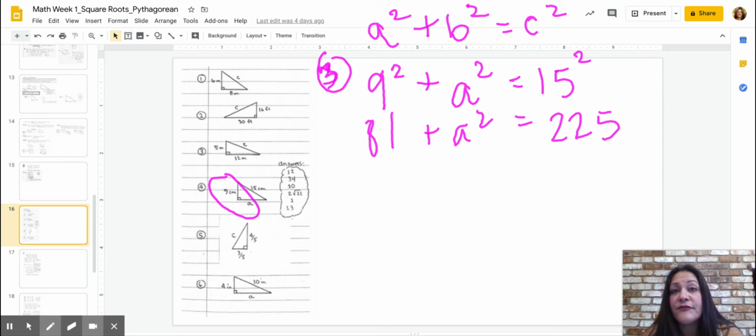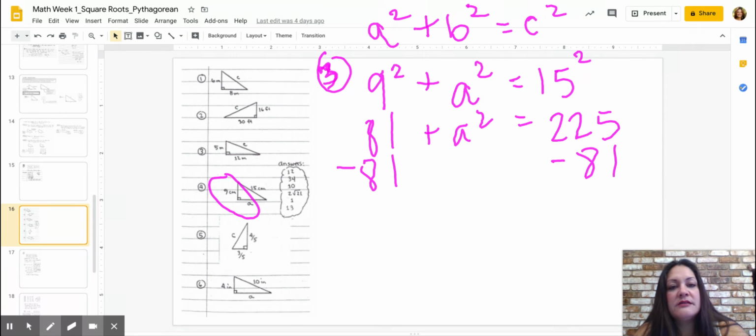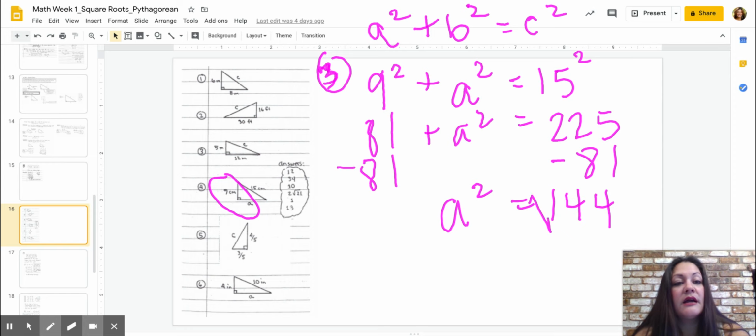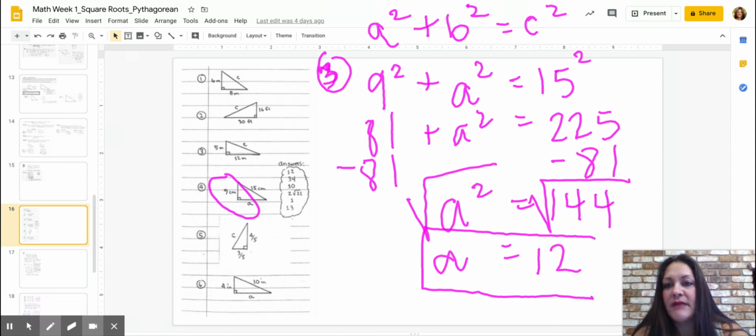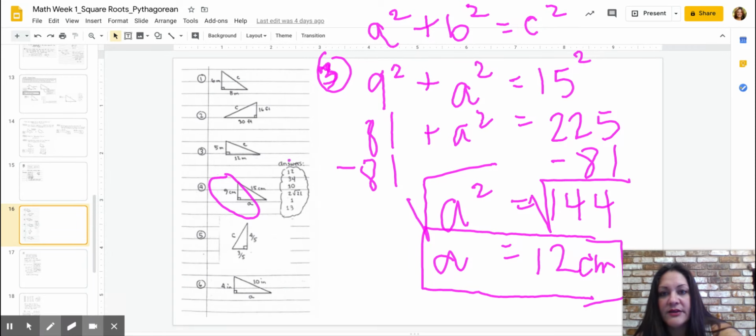Okay, now I want to solve for a, so I need to subtract 81 from each side or add the opposite. So that leaves me with a squared equals 225 minus 81 is 144. And I know the square root of 144 is 12. So a equals 12, and my label is centimeters. 12 centimeters. And there it is at the top. Okay, there we are. 4 for 4. We're on a roll. 2 more.